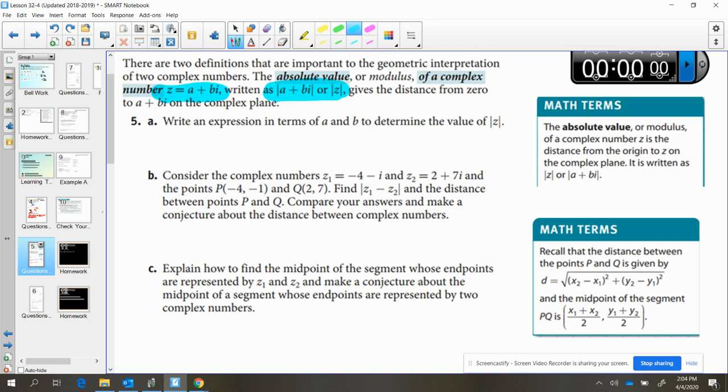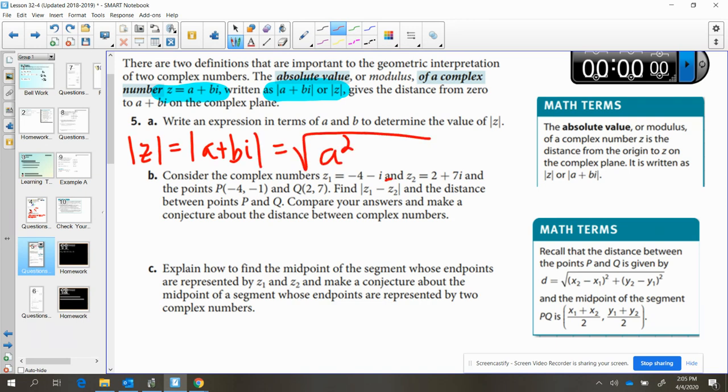So in order to find this, and this is something you definitely would make sure you write down, to find that absolute value of z, or you might see it represented like this, the absolute value of that complex number, it's taking the square root of a squared plus b squared. So again, very, very similar to that magnitude that we talked about before.